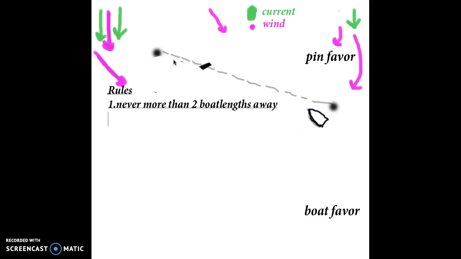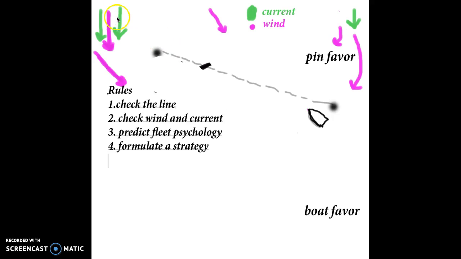What we saw in practice was people would drift about a boat length to 2 boat lengths away while they're setting up, holding their spot on the line like you normally would, but when they accelerated to go, it took them 3 or 4 times as long to cover the same distance as normal, so we had a lot of people starting late. The rules I have up here are not rules, they're more of a pre-start procedure.